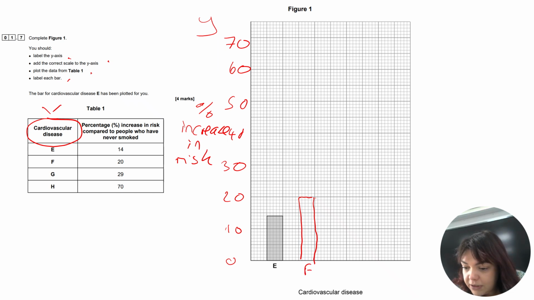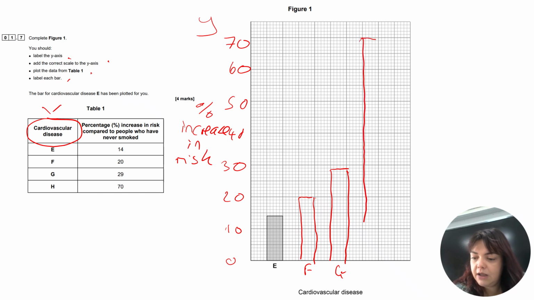G is going to be 29, which will be here. And again, that will be labeled G. And then H would be 70, which would be all the way up here, like so. And again, you will be using a pencil and a ruler. Okay, you don't have to shade it in.